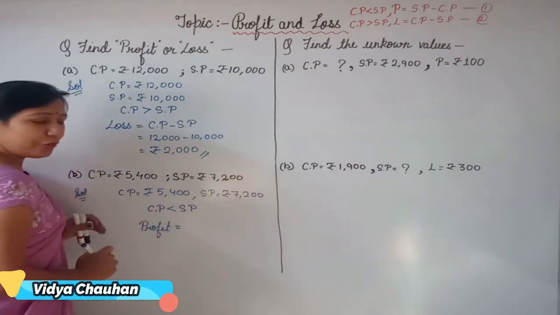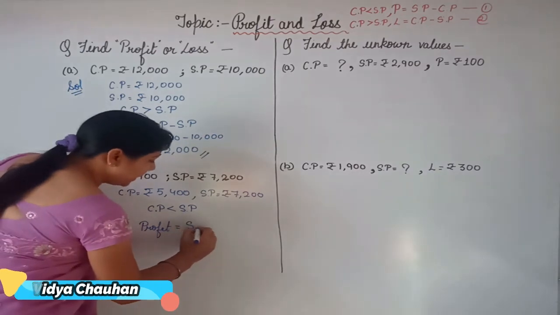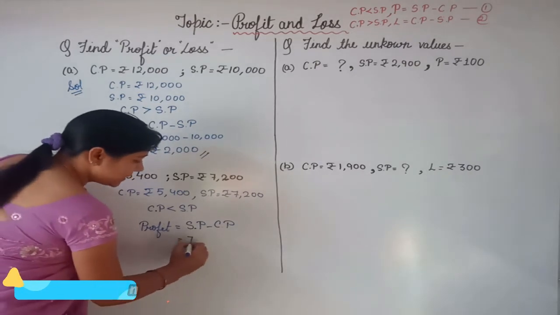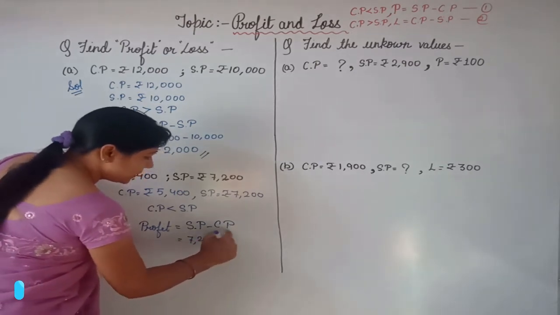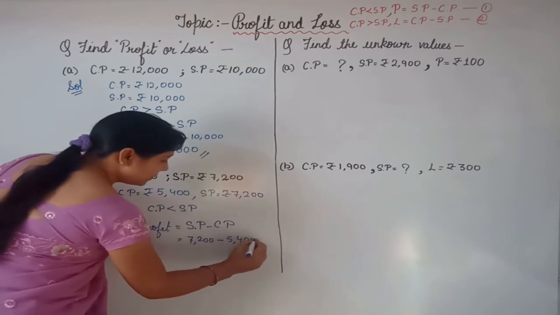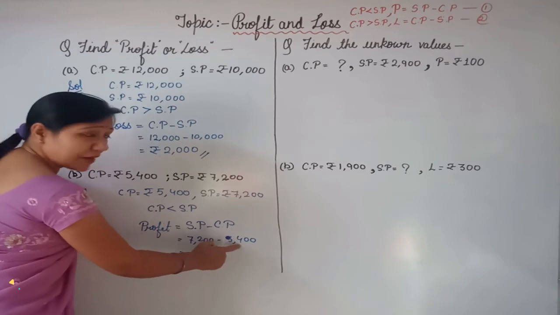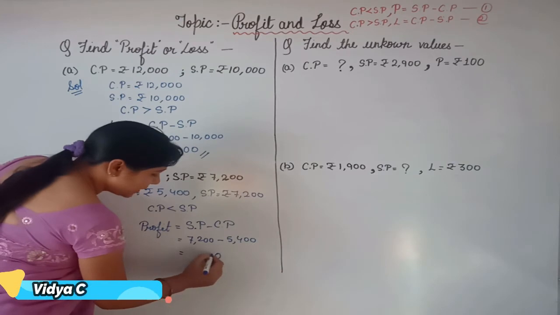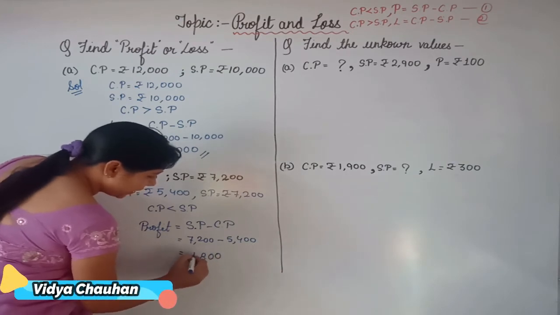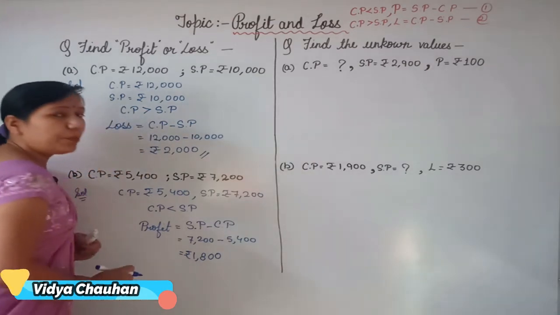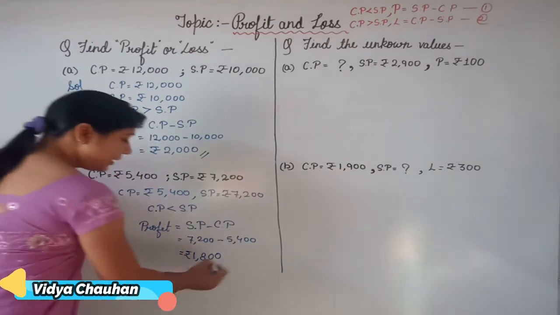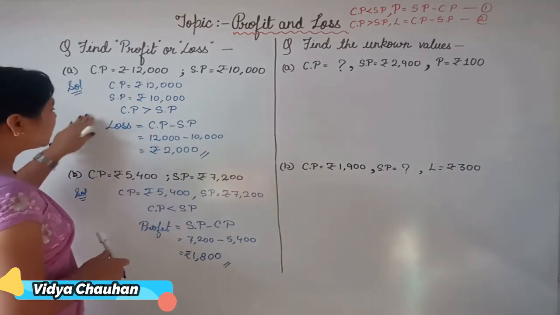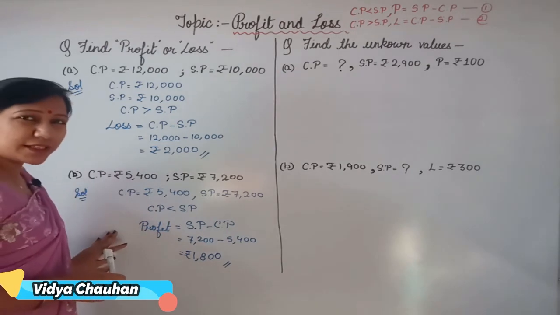And what is the value of profit? How are we going to find it? SP minus CP. What is the value of SP? 7,200 minus CP, which is 5,400. When you subtract 5,400 from 7,200, what do you get? 0, 0, 8 and 1. So there will be a profit of rupees 1,800. So this is our first question and its solution. I hope the solution is clear to all of you.